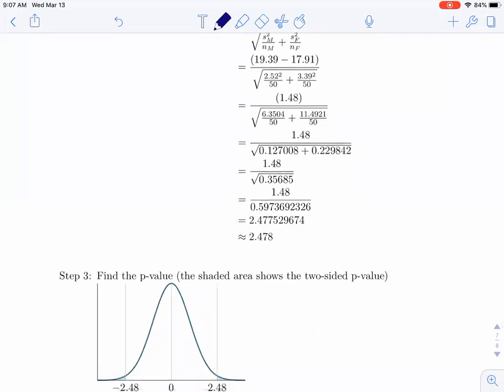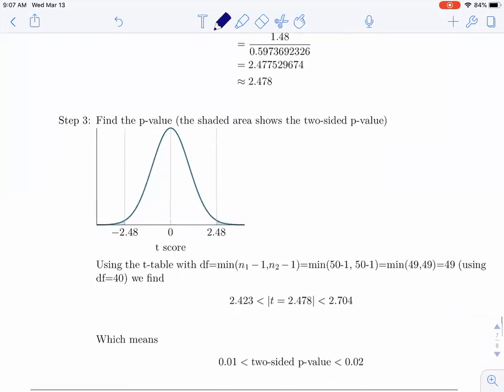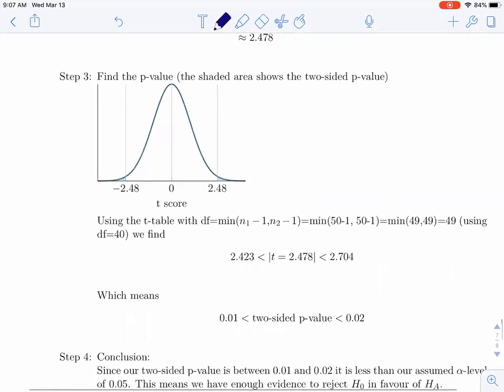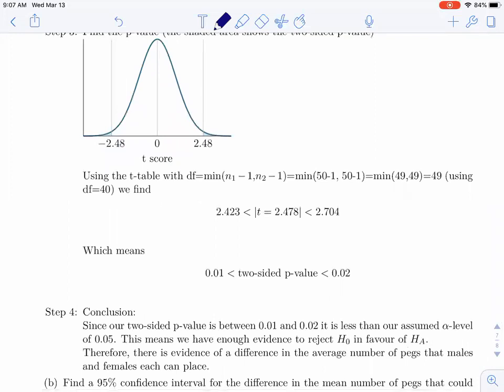So we get a t of 2.478, which makes us suspect that we're going to reject the null hypothesis, because it's larger than 2. But we'll find the p-value just in case. So again, we've got this two-sided p-value, and using the t-table for 2 independent samples, we could use that huge formula for the degrees of freedom. It's not something I want you to do. I want you to just use the minimum of n1 minus 1 or n2 minus 1.